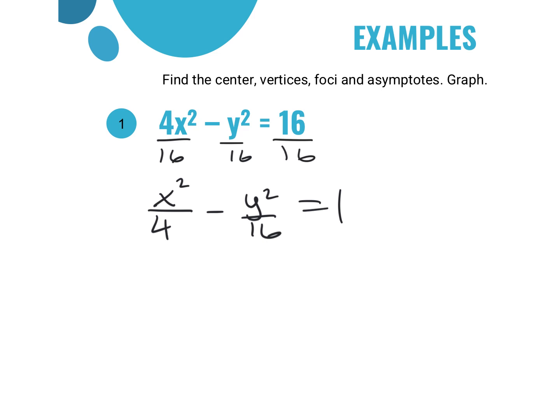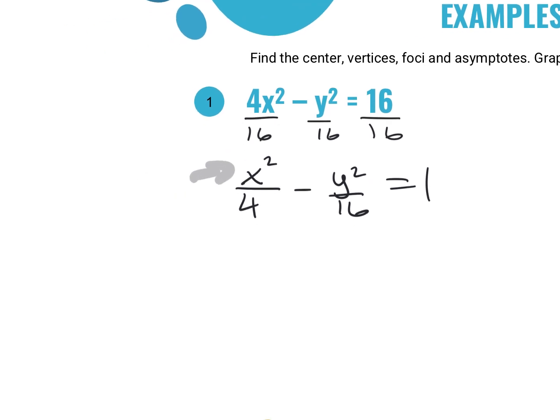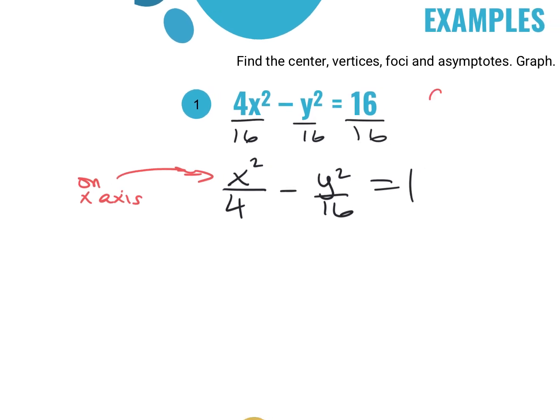So the first variable I see here is x squared. The first variable tells me if it's going to be horizontal or vertical. So it's going to be on or crossing the x-axis, because I see x squared first. And then notice there's nothing added or subtracted to my x squared, y squared. So this tells me my center is at 0, 0. So there's no h or k. So my center here is going to be 0, 0.